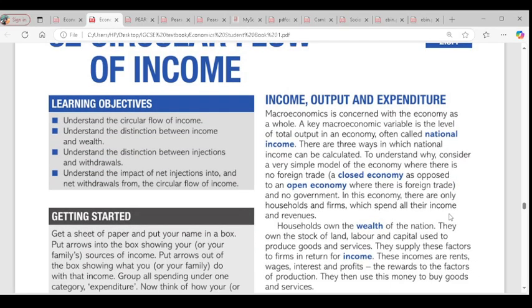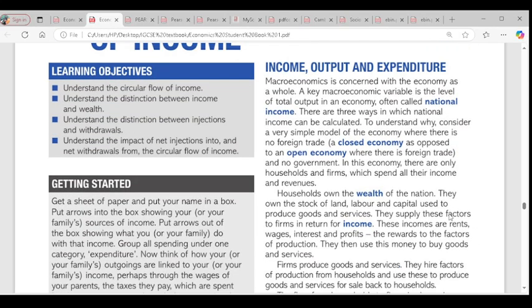So that takes us to income, output, and expenditure. I wrote, to study the economy as a whole, it is done through macroeconomics. A key macroeconomic variable is the level of total output within an economy. And when we have to measure the total output within an economy, we're talking about the national expenditure, the national income, and the national output. So the three of them will still give us the same circular flow.